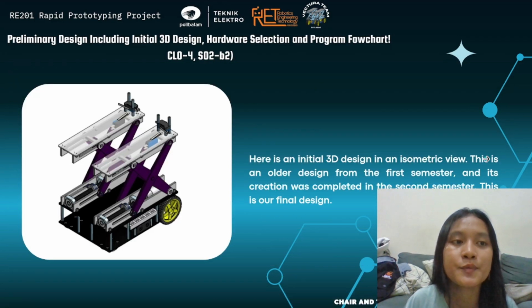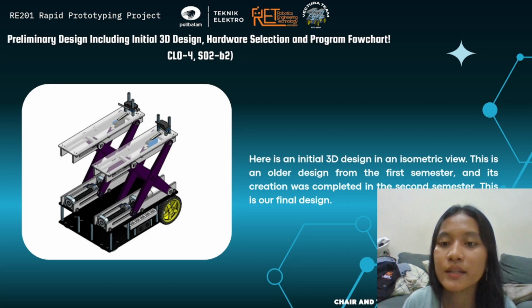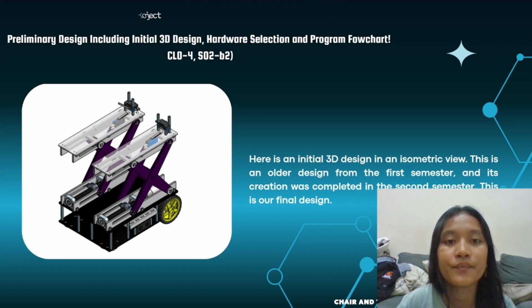Okay, this is the preliminary design, including the initial 3D design. Here is an initial 3D design in an isometric view. This is an older design from the first semester, and its creation was completed in the second semester. This is our final design. Next.